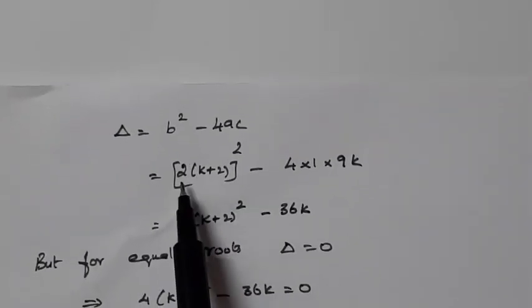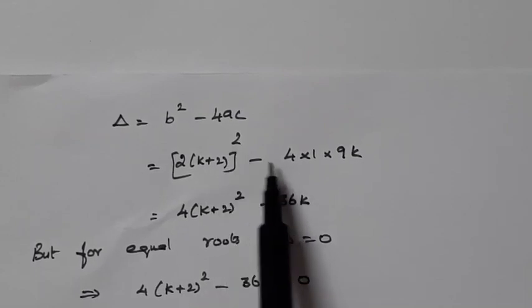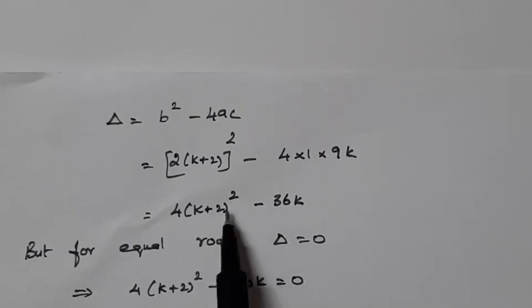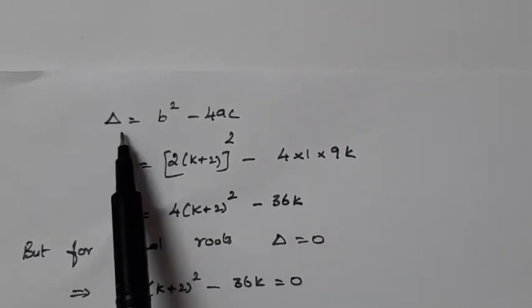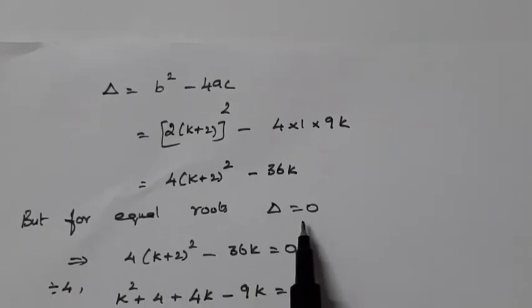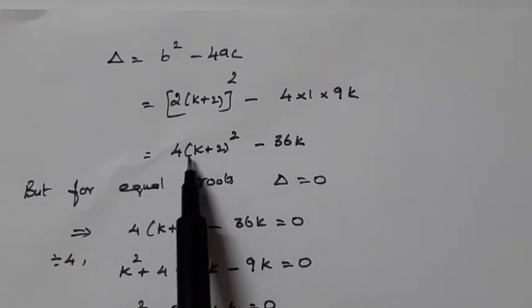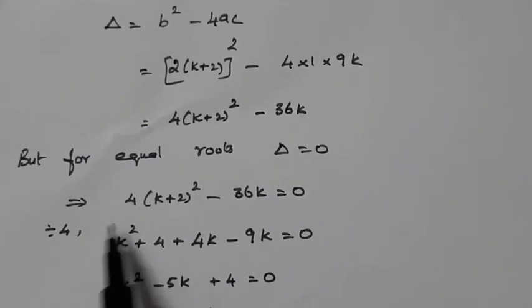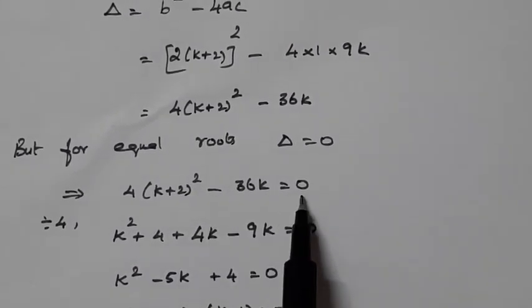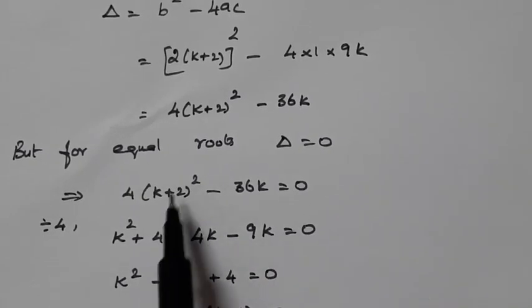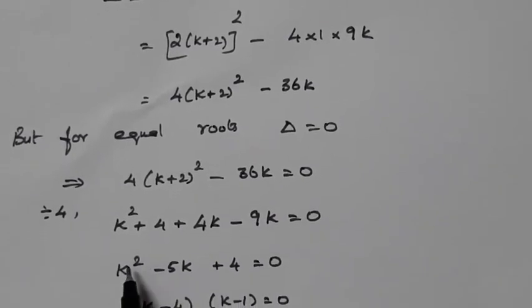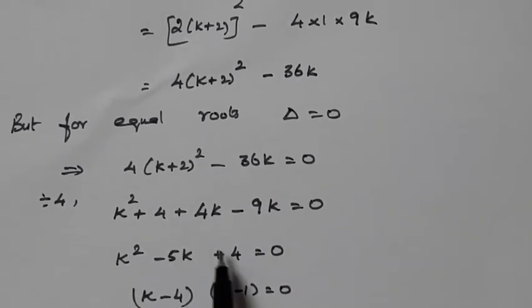So delta is equal to b squared minus 4ac. The value of b is 2 into (k plus 2). So 2 into (k plus 2) the whole squared minus 4 into a is 1 and c is 9k. So 4 into (k plus 2) the whole squared minus 36k. So this is delta. But for equal roots, delta is equal to 0. So this implies that 4 into (k plus 2) the whole squared minus 36k is equal to 0. Dividing by 4, we have (k plus 2) the whole squared minus 9k equal to 0. Expanding (k plus 2) the whole squared, we have k squared plus 4k minus 9k equal to 0, or k squared minus 5k plus 4 equal to 0.